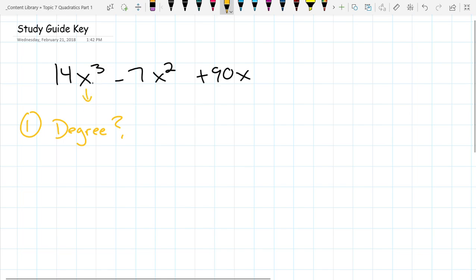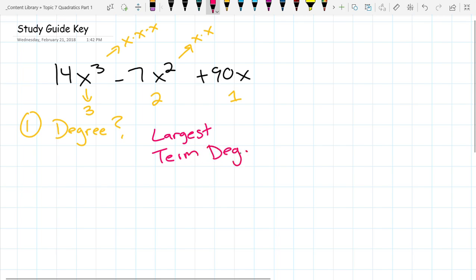This first term, because it says x to the third, really means x times x times x. So that has 3 variables. 7x squared is really x times x, so it has 2 variables, and obviously x is just 1. You might get tempted to add up all the numbers and say that this is a 6th degree, but when we're looking for a degree of a polynomial, we want the largest term degree. So the largest term degree is the 3. So this is called a third degree polynomial. Or there's a shorthand way, a word you could say: it's a cubic. Cubic is another word for a third degree.